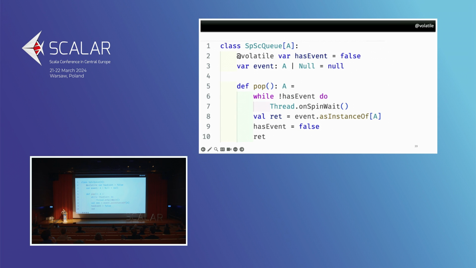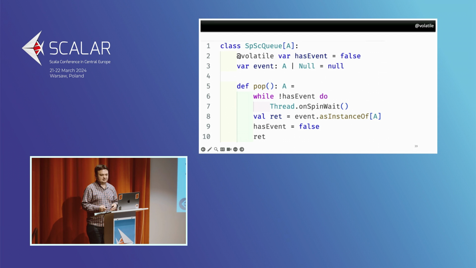The actual guarantee is that once you see has event equals true, then it means that you also see the published event. And on the consumer side, you get the guarantee that the reads that happen after the volatile read aren't reordered with the volatile read, right? So lines 6 and 8 aren't reordered. And a good question here would be whether lines 8 and 9 would get reordered: processing the event and has event equals false. I leave that as an exercise.